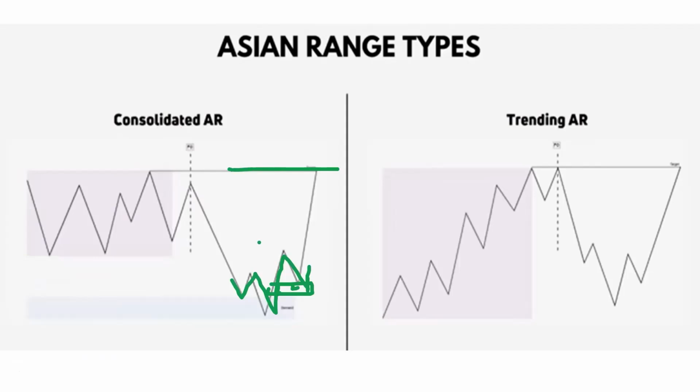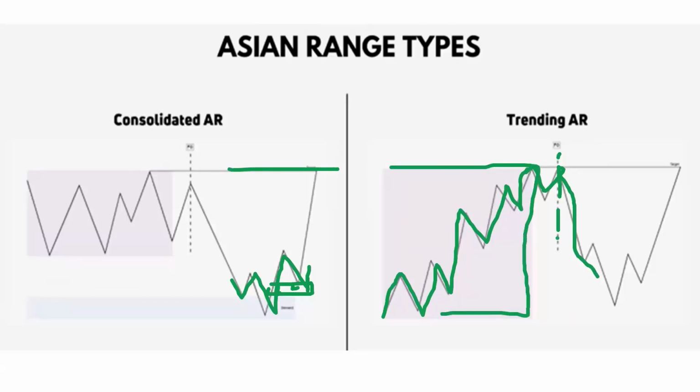Then we have the trending Asian range, whereby the market forms a mini trend. And what happens when Frankfurt opens here? Instead of manipulating to the upside, it manipulates to the downside. But when it manipulates, it can manipulate and stay inside your Asian range.